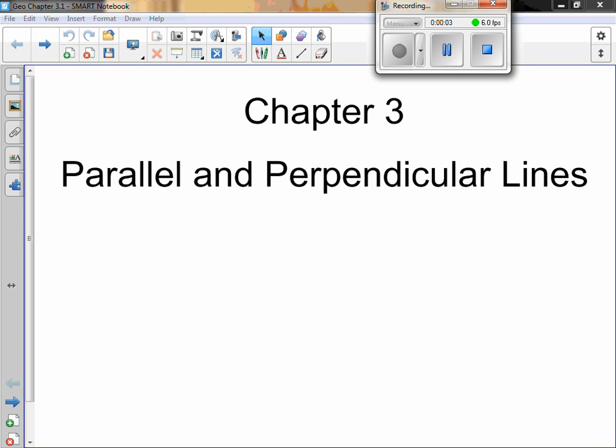So today we are starting chapter 3. Yesterday you did the vocab sheet, so you got a good idea of a lot of the vocab that's going to be in this chapter. And a lot of what this chapter is going to be dealing with is parallel and perpendicular lines, and revolving around the properties that come along with parallel and perpendicular lines. So let's look at some of the vocab or terms that go along with this.